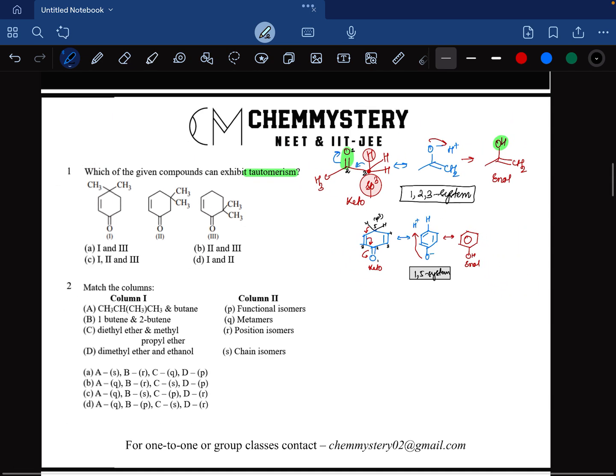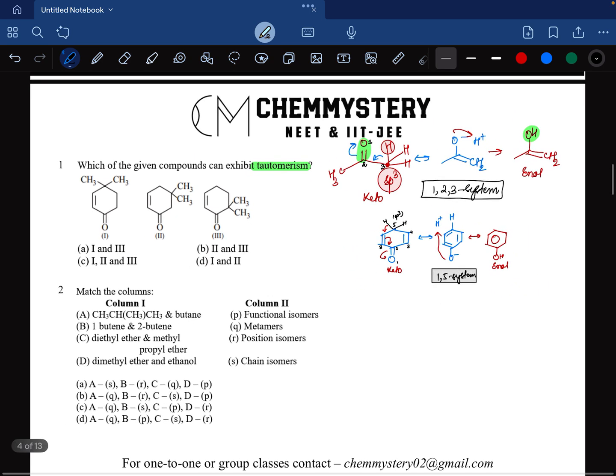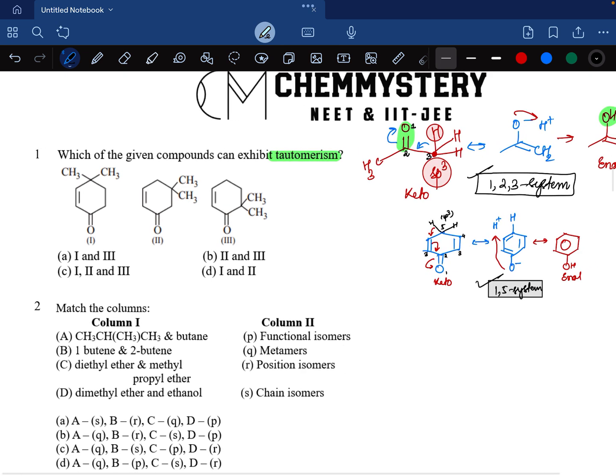Fine. With these concepts, let's solve the question. Tautomerism can take place in the 1,2,3 system, the 1,5 system, even the 1,2 system. Let's solve the question which is given: which can exhibit tautomerism. For the first case, if I start numbering with respect to the functional group, this is first, this is second, this is third. The third carbon is sp3 hybridized. Also it contains alpha hydrogen. So here keto-enol tautomerism is possible.